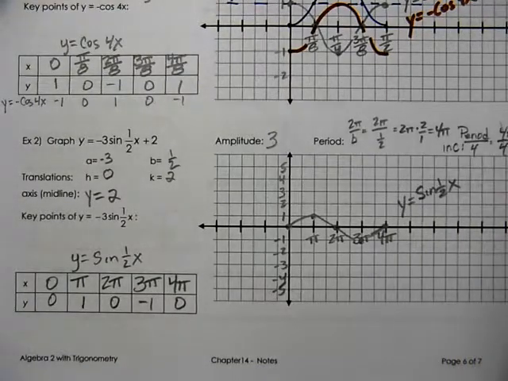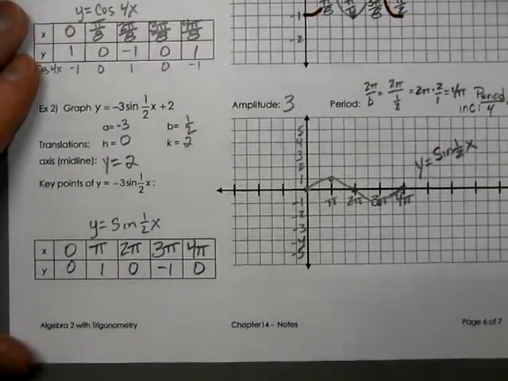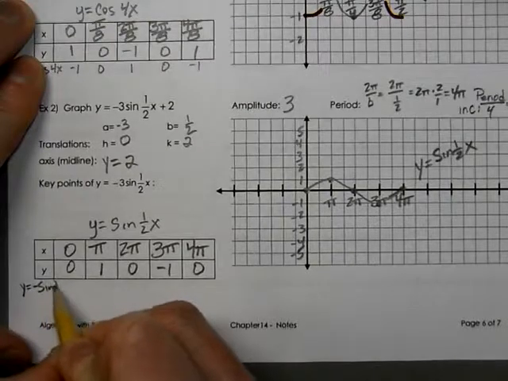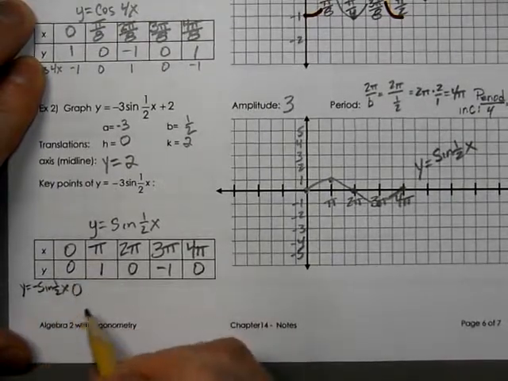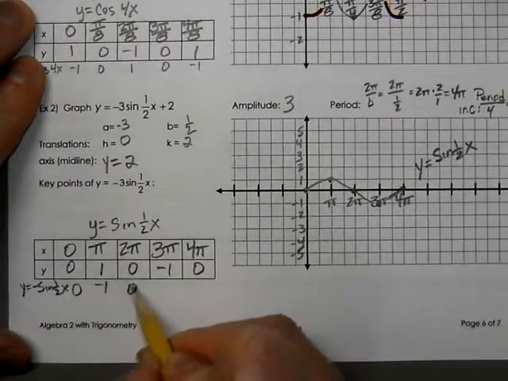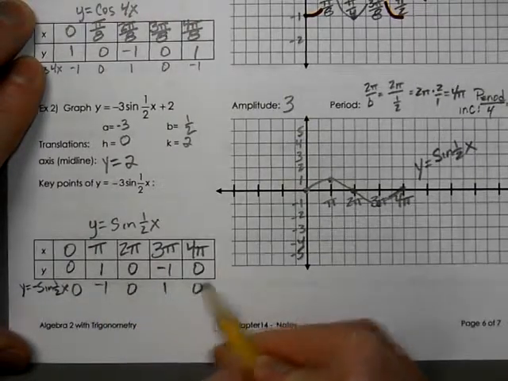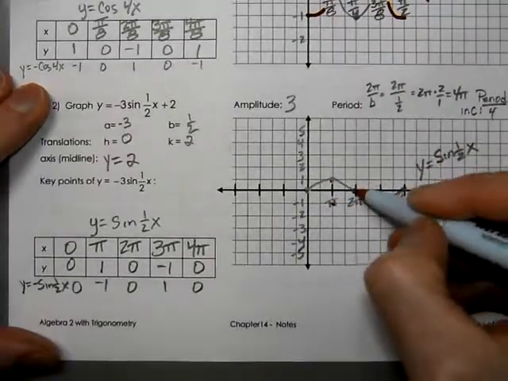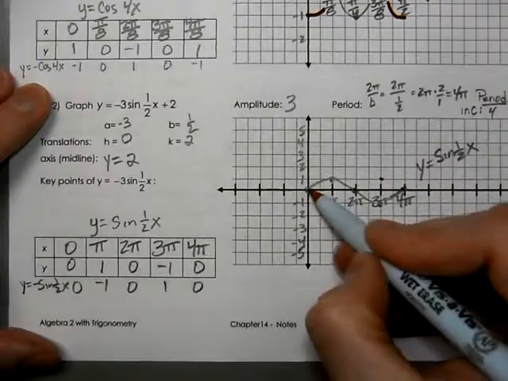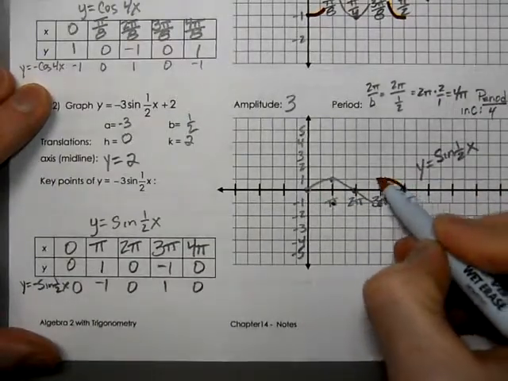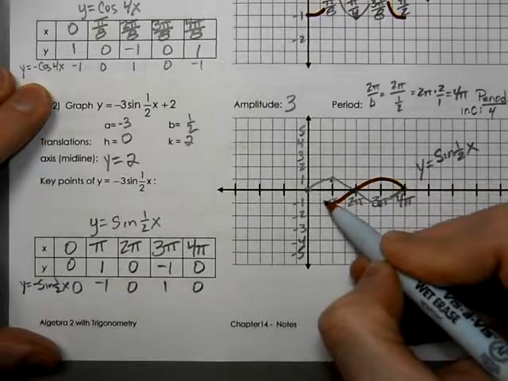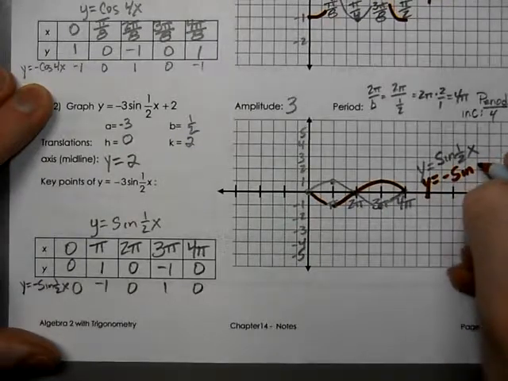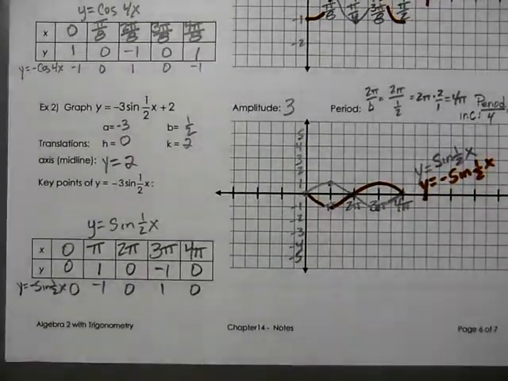So from here, we look at if we have any reflections. So y equals negative sine half x is going to leave us a 0, then a -1, 0, +1, and 0. So we're going to come down here and build ourselves back up. So y equals negative sine of half x.